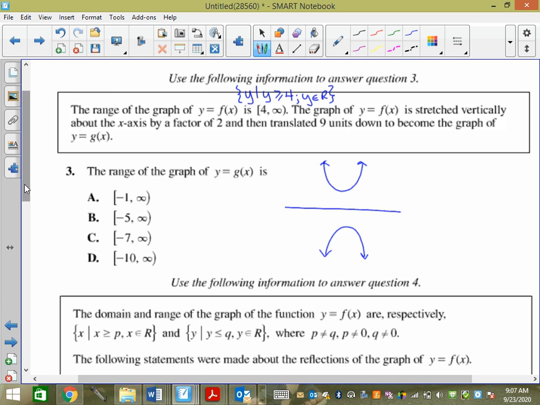All right. So we are going to multiply by 2. 4 times 2 is 8. And then we're going to move it 9 down, which takes us to -1.